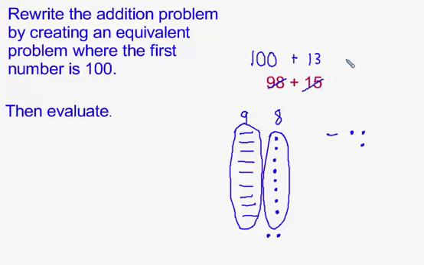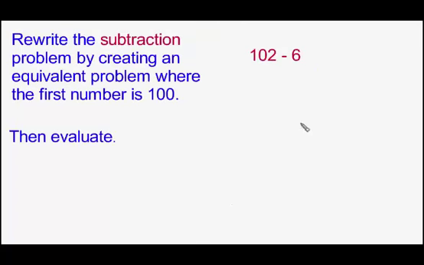100 plus 13 is simply 113. This problem is a little different in that it is a subtraction problem, so the directions have been changed a little to say that we are to rewrite the subtraction problem by creating an equivalent problem where the first number is 100. Meaning we need to take this subtraction problem and write it as 100 minus some number, and the idea is that the value here is equivalent to the value here.